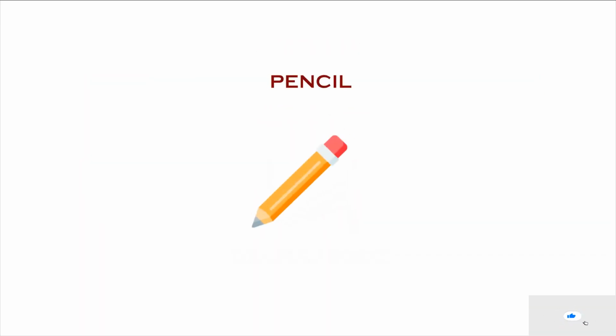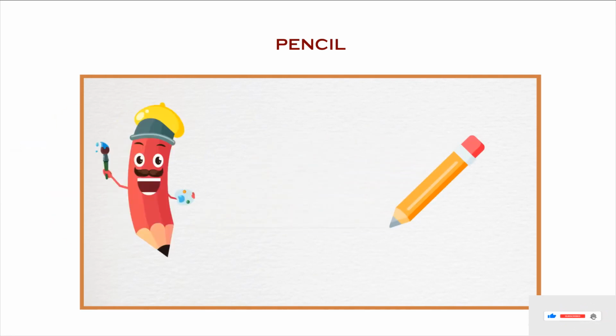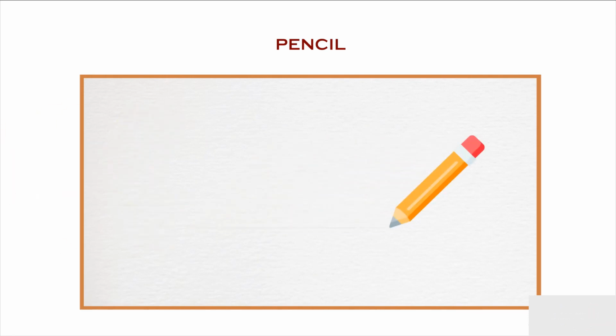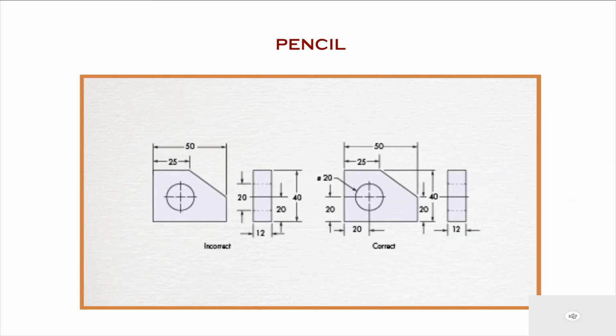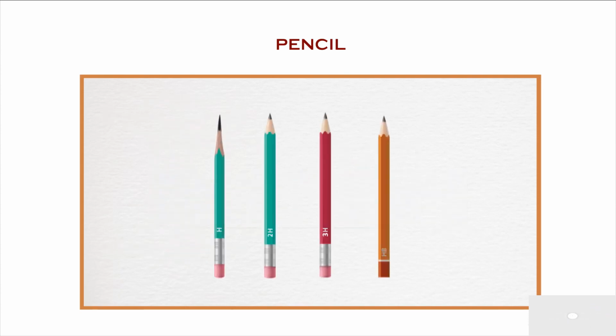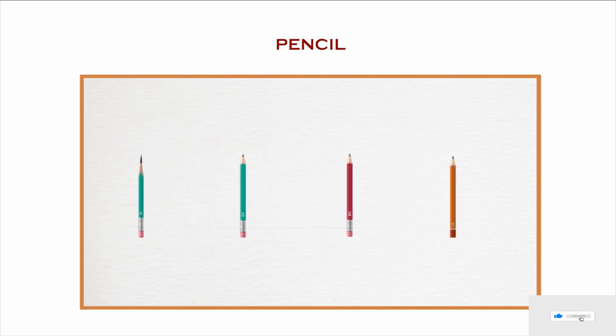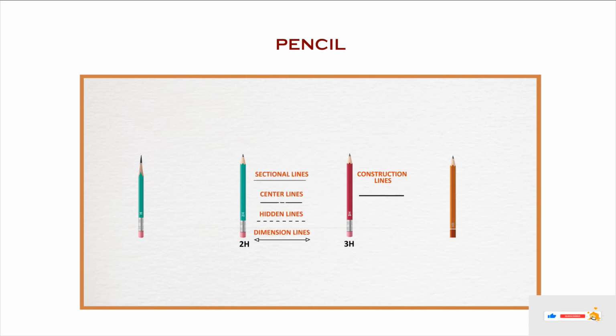Pencils. A pencil is used to draw on paper. Not every type of pencil is suitable for drawing. There are some limitations: the drawing appearance should be very neat and understandable, and every line of the drawing should indicate its importance. The following pencils are used in engineering drawings: 3H pencil, 2H pencil, H pencil, HB pencil.